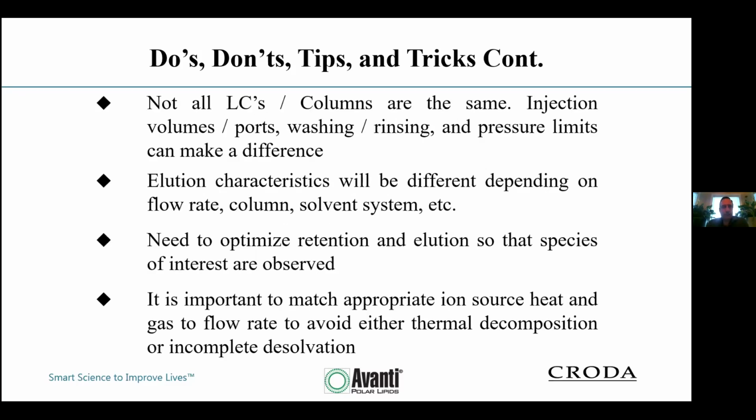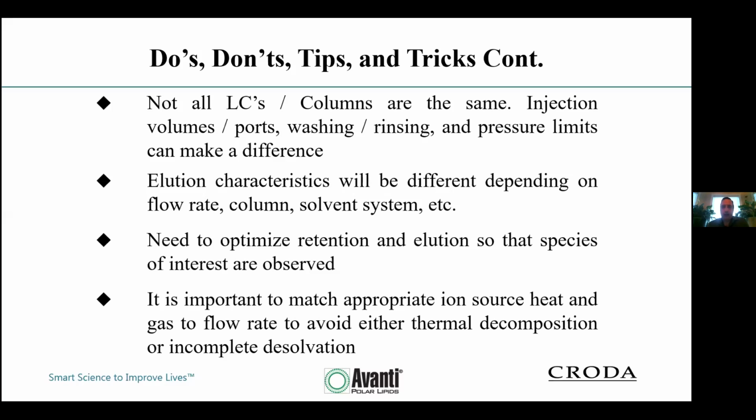In a similar vein, not all liquid chromatographic devices are the same, and not all C18s are the same. There are differences in injection volumes, sampling ports, washing and rinsing cycles, and pressure limits that can make a difference in what you see and when you see it. Elution characteristics will be different depending on the flow rate, the column, and the solvent system. Typically, I know for sphingolipids, we use water or methanol. We rarely use acetonitrile, but a lot of people do use acetonitrile. And this will have a different effect on where things come off the column.